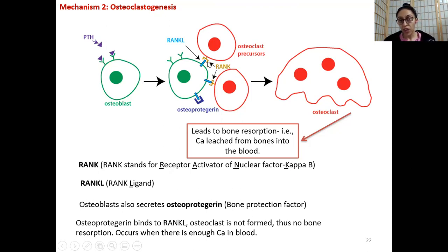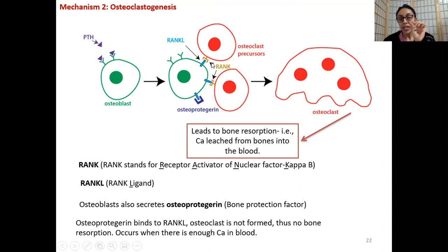So you have your RANK. Now this RANK attaches to the RANKL. So what is RANKL? And this RANKL, as you can see, is present on the osteoblast. Your RANKL is receptor activator of nuclear factor kappa B ligand. So that is what the L stands for. That pointy thing is the ligand. And then you have the osteoclastic precursor where you have the RANK. It attaches to that pointy thing. Okay. So now what is happening?